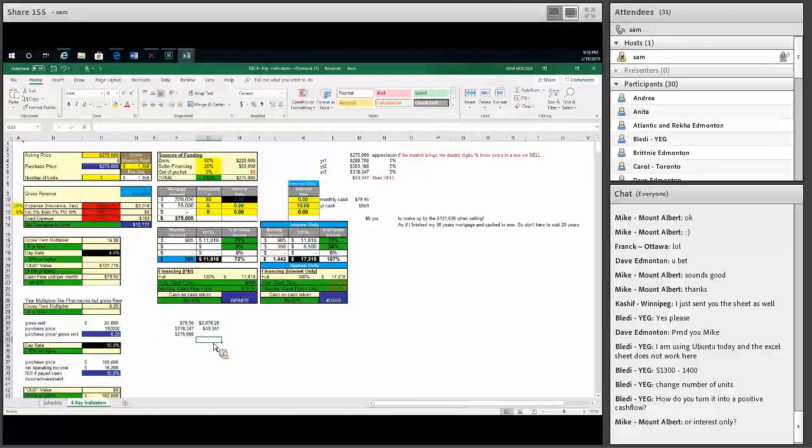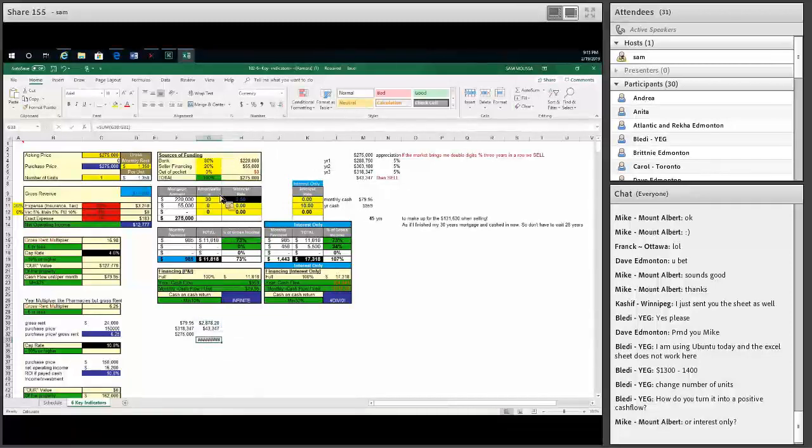If we sum those, it would be $46,225.08 at the end of the deal.